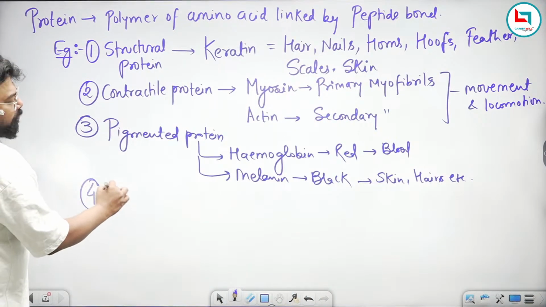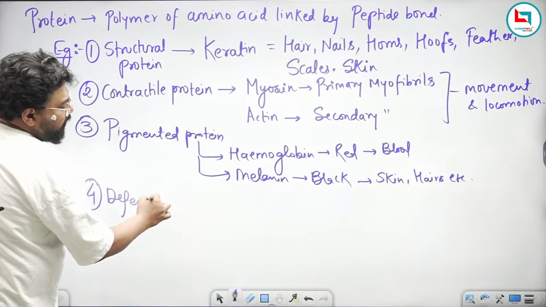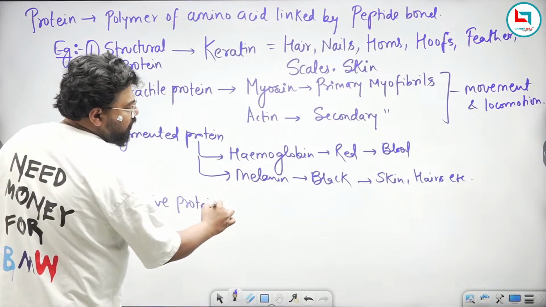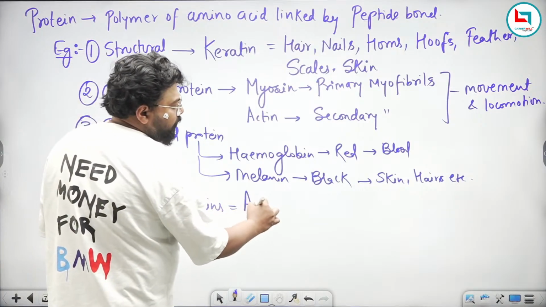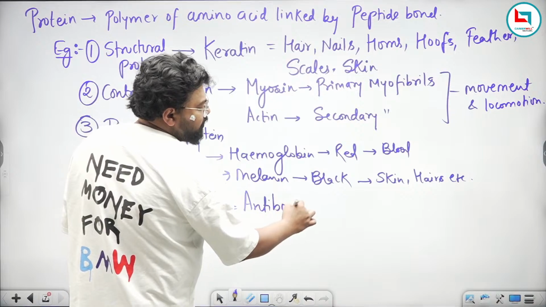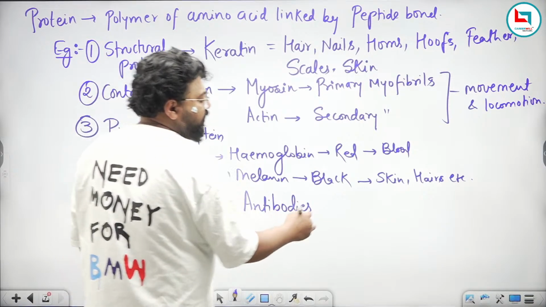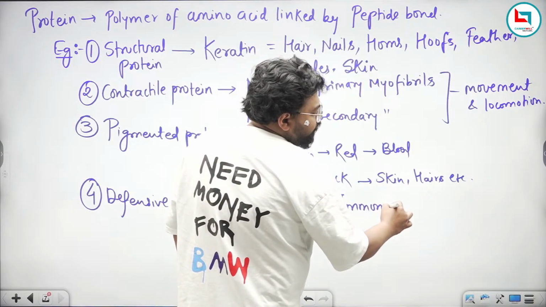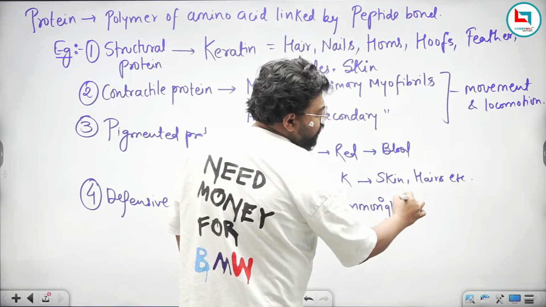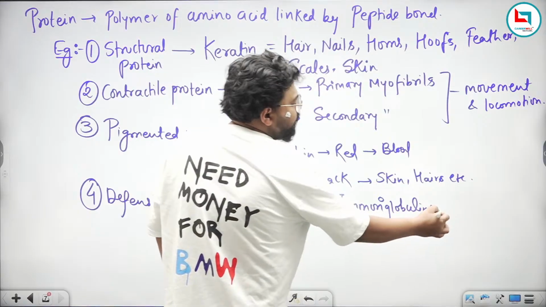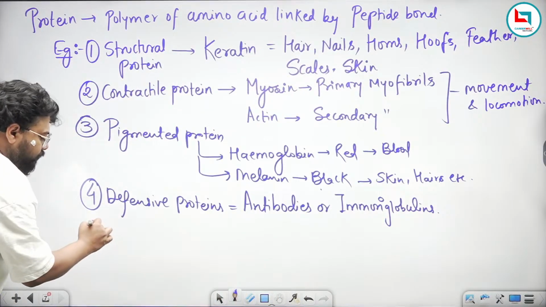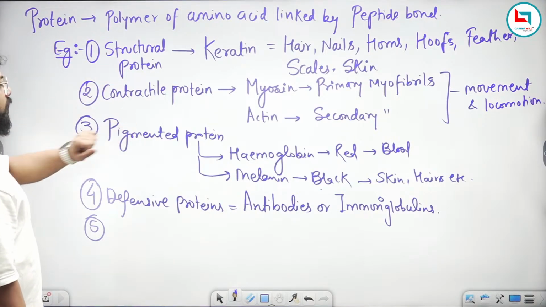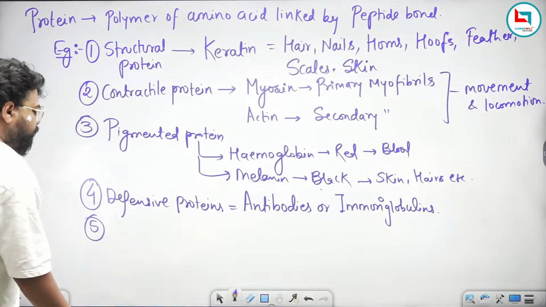Number 4, defensive protein. Defensive proteins are the proteins that usually fight infection, and these proteins are commonly called antibodies, which are formed inside our body by WBCs, or we can call them immunoglobulin. So these are structural protein, contractile protein, pigmented protein, defensive protein.